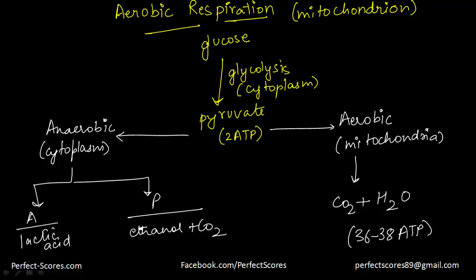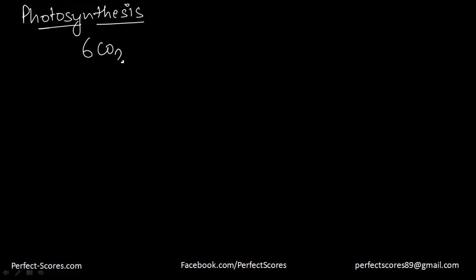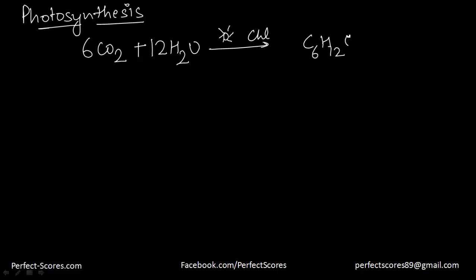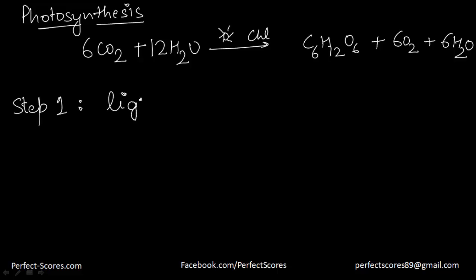Now coming over to the next process, that means photosynthesis. It's a very important process, and the basic equation of photosynthesis is that 6 molecules of carbon dioxide and 12 molecules of water are used in the presence of sunlight and chlorophyll to make 1 molecule of glucose, 6 molecules of oxygen, and release 6 molecules of water. It's a 2-step process. The step number 1, light dependent reactions.